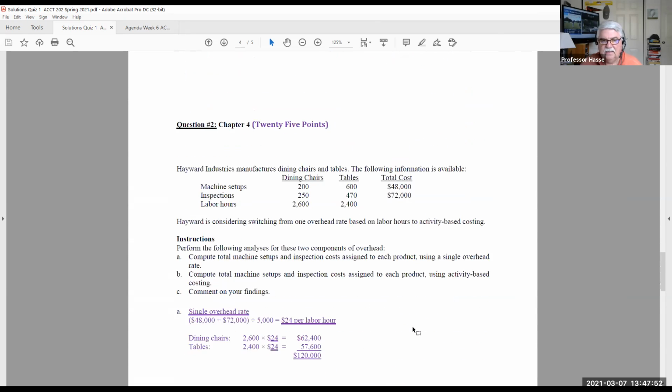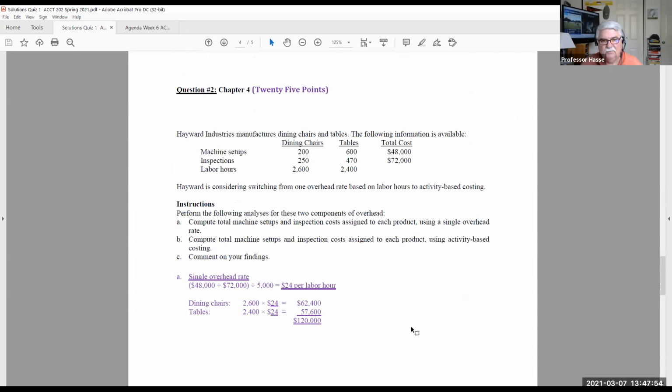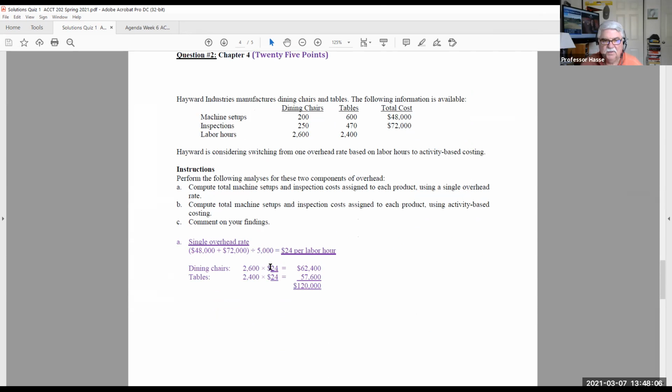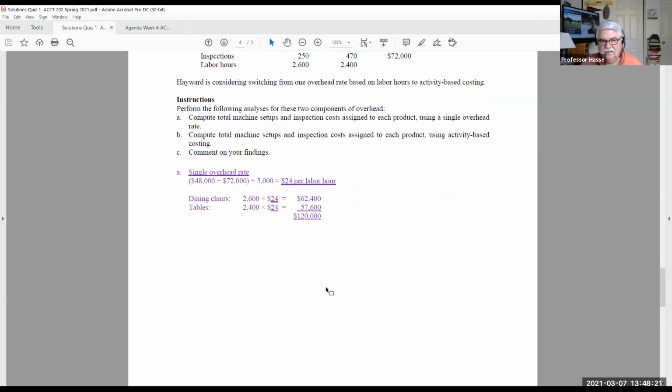And then finally, in the last question, but most of us got this one and did a very good job on it, on applying the assigned cost based on the problem given in the example. And first of all, the original problem, if we would take a look at the sample, a single overhead rate, if we were determining based on labor hours, it was $24. We allocate that, we end up with $120,000 in total costs of chairs and dining tables.